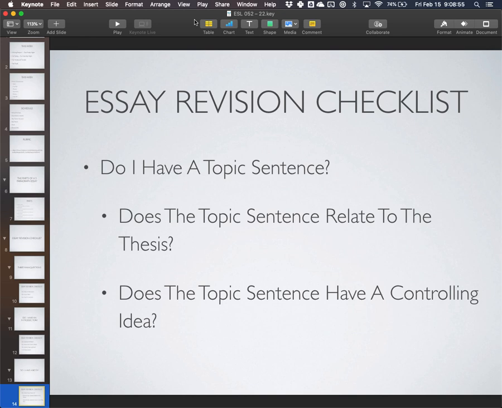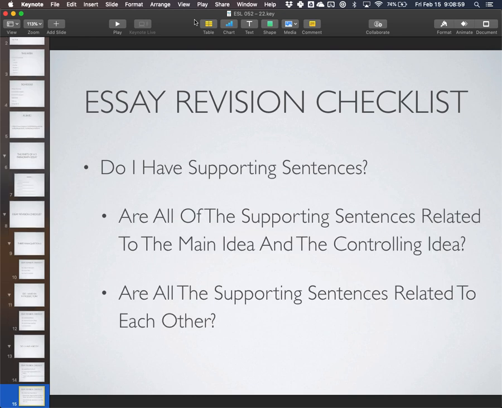Does the topic sentence have a controlling idea? We talked about that a lot. Then do I have supporting sentences? Are all of the supporting sentences related to the main idea and controlling idea in that paragraph? And then are all of the supporting sentences related to each other? Is there a logical flow? Do they make sense in what I'm saying? Or do I just have a bunch of sentences together?